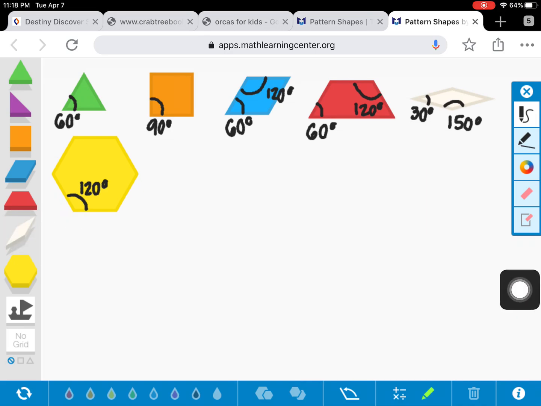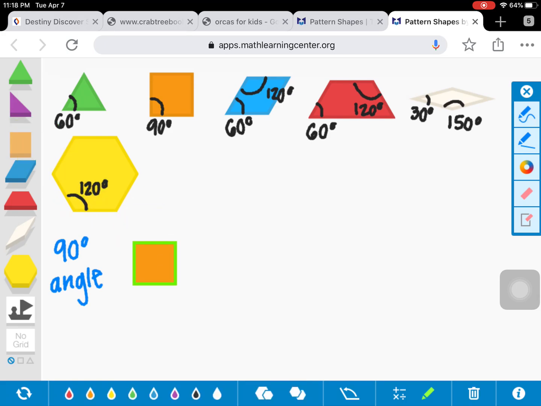So now, let's say that I wanted to make a 90-degree angle. Well, I know for sure that I can pull down a square because I know a square is always going to be equal to 90 degrees. I mean, the interior angle in a square is always going to be equal to 90 degrees. But I don't want to use just this square.